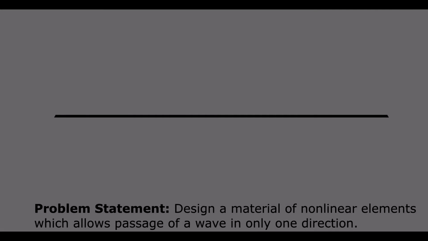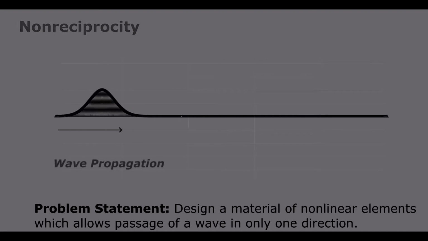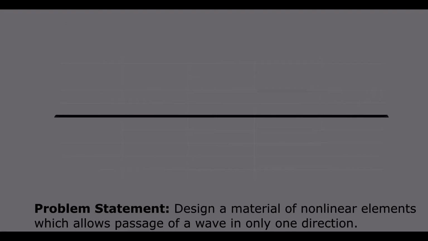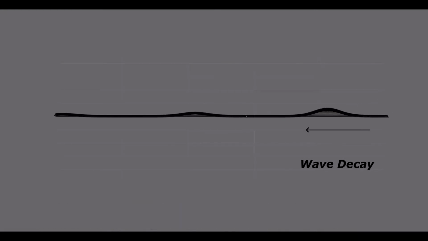The specific objective of my research for senior design is to create a type of material structure which allows waves to pass through in only one direction. This is known as non-reciprocity. You can see in the example how solitary waves moving in the forward direction can pass through the material without any loss in amplitude. However, the waves that enter in the backward direction begin to immediately die out.